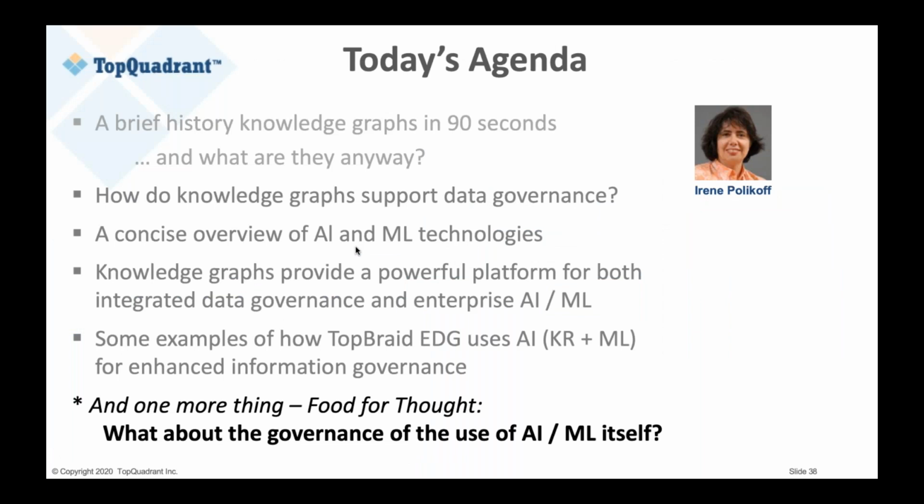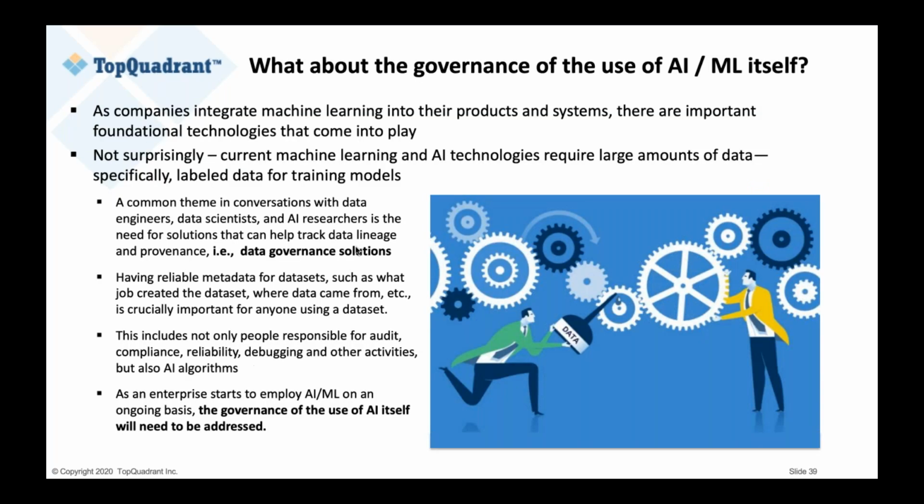One thing that I want to mention as we're coming towards the end of this webinar is the topic of the governance of the use of AI and machine learning itself. With algorithmic and statistical approaches to AI, there's always this common theme of how are we going to govern that? Machine learning requires a lot of data. Lots of data requires governance. Machine learning requires reliable and well-labeled data. So again, that translates to governance.